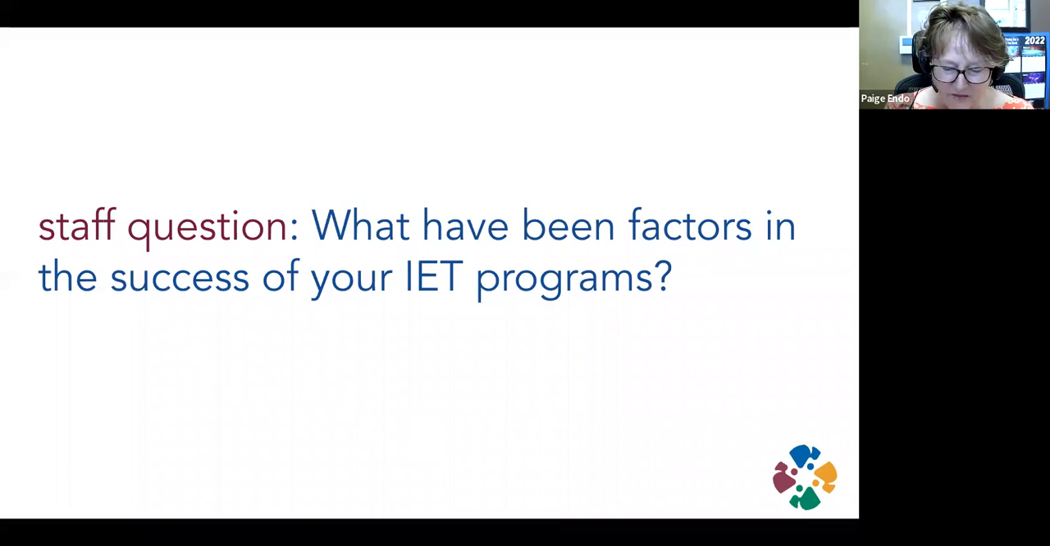A couple of other factors, and these also were challenges, but they're factors in the success, and that is getting teachers that are willing to co-teach and willing to try, and then finding the right match, the right pairing of those teachers. It really boils down to the student's experience in the class with the teachers. And so that is really, really important.